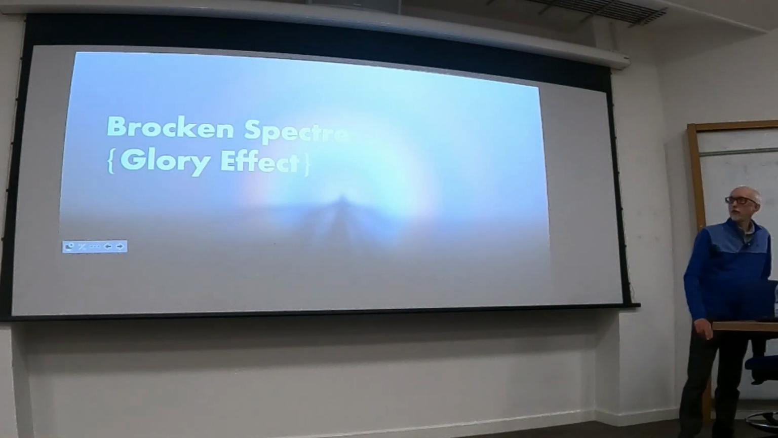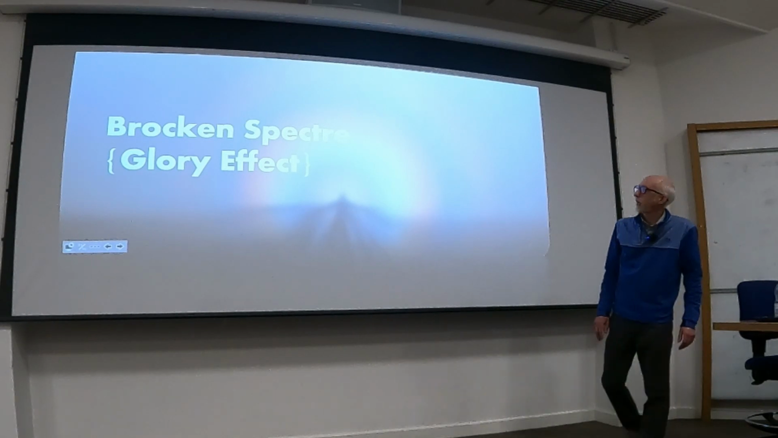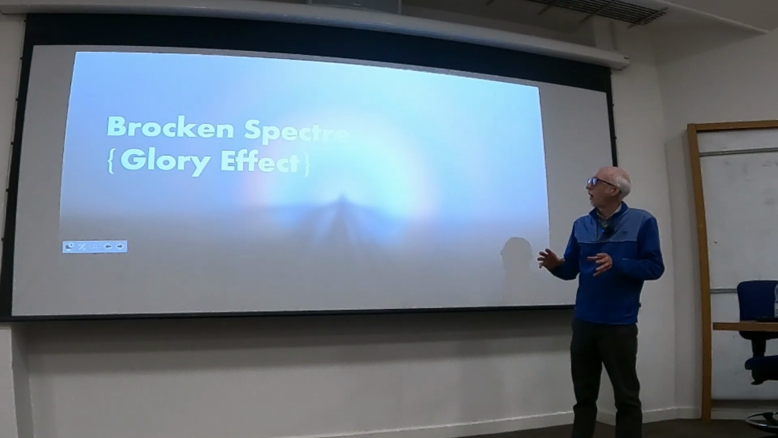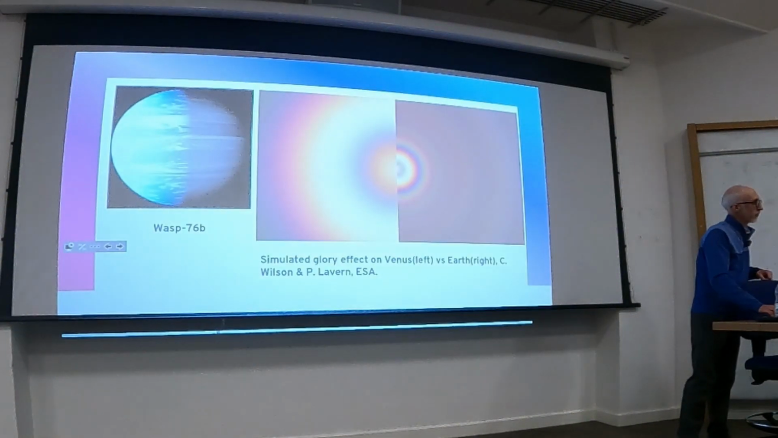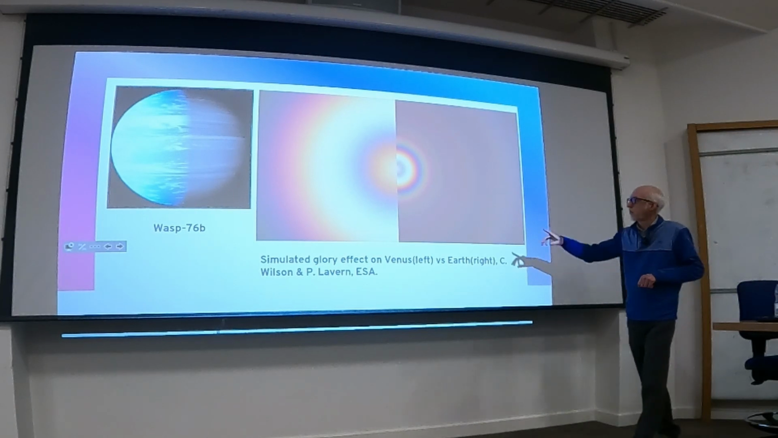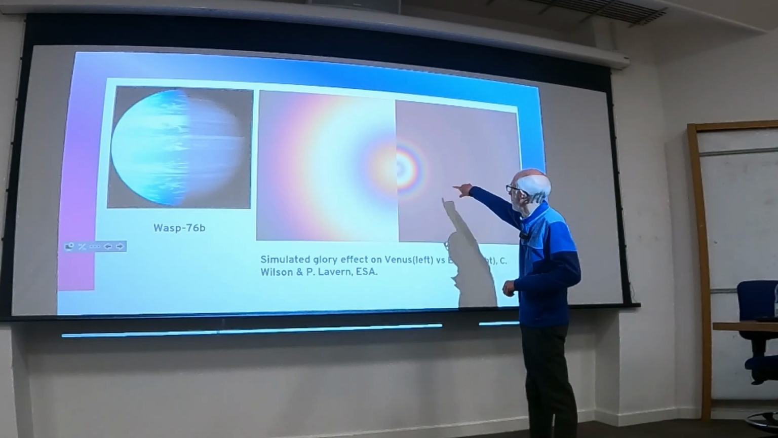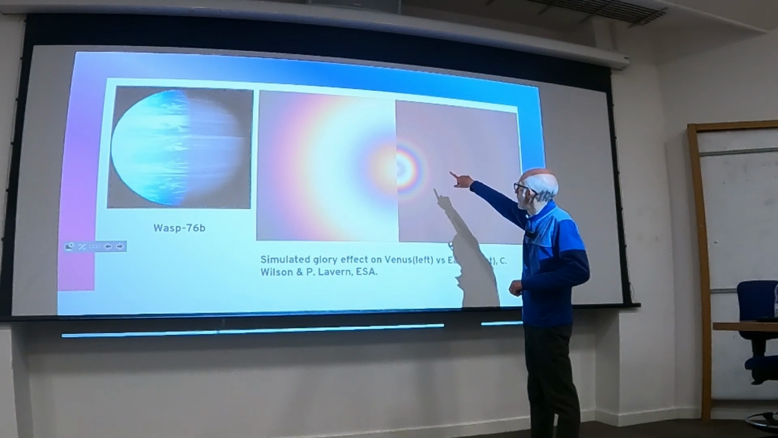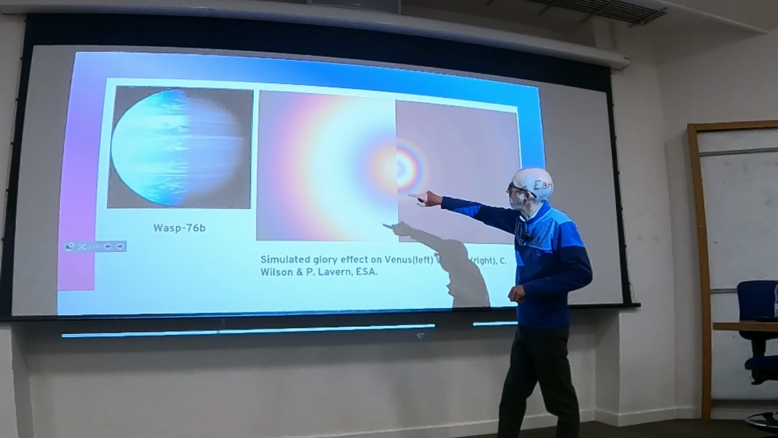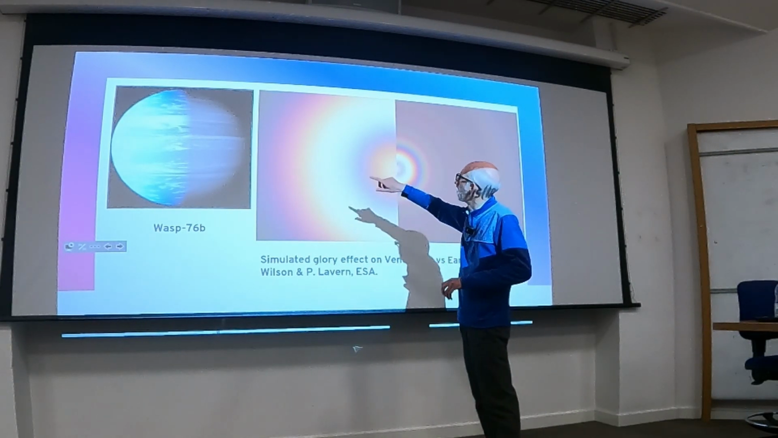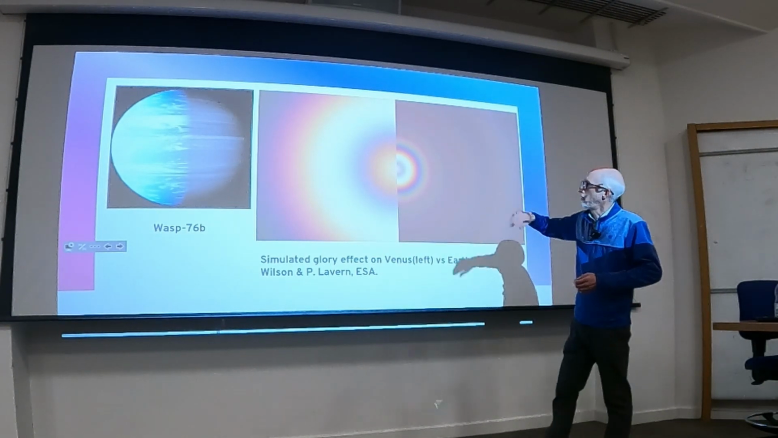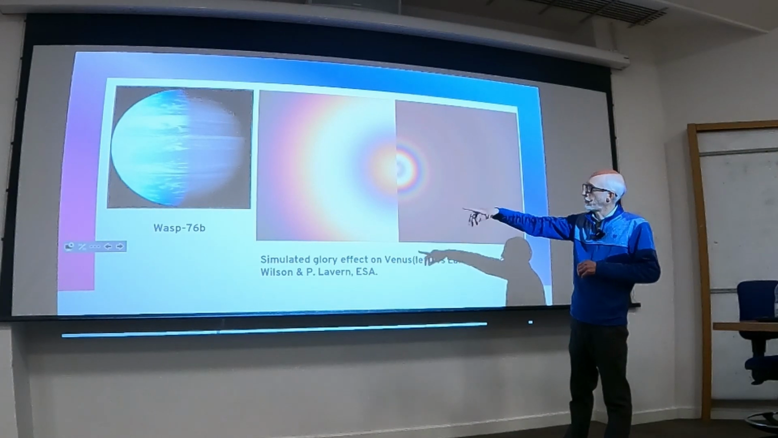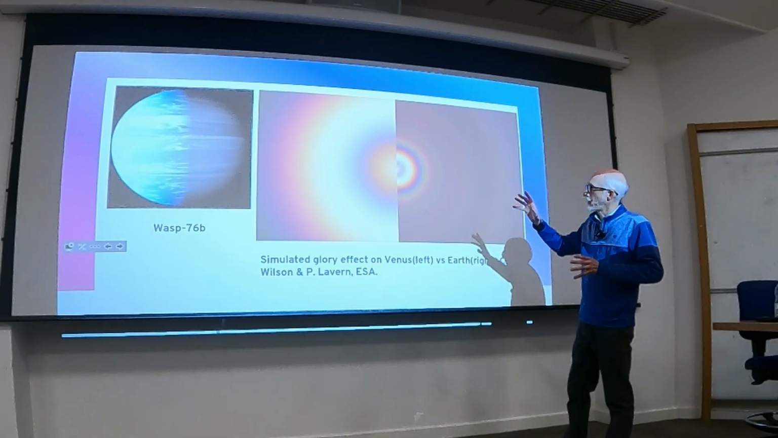And another recent paper is something called the Brocken spectre. It's called the Glory effect. Basically what it is, in the atmosphere, if you get spherical droplets, they produce this effect. Now this is the Glory effect on Earth, and this is a simulated Glory effect of what it would look like on planet Venus. Now, different atmospheres obviously give different signatures. This planet, WASP-76b, they think they've detected the Glory effect on it.